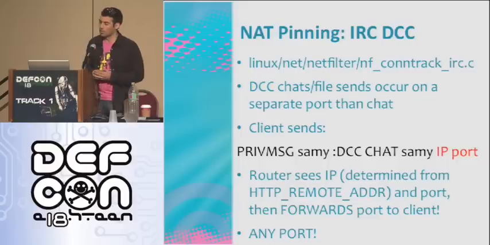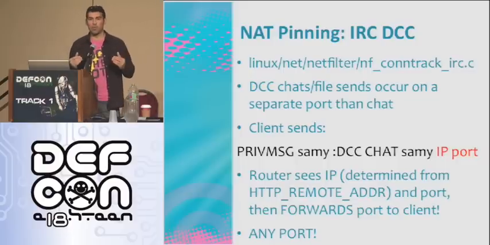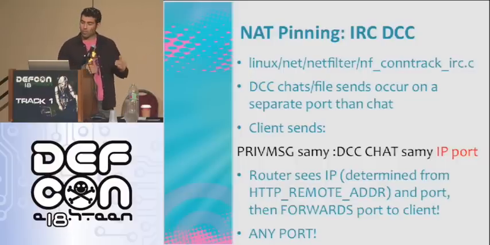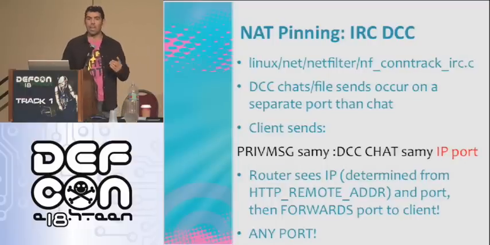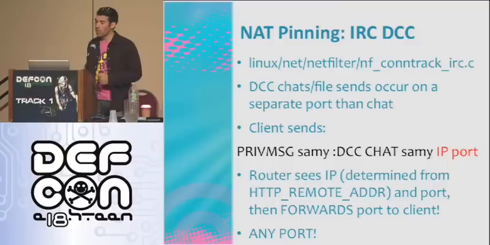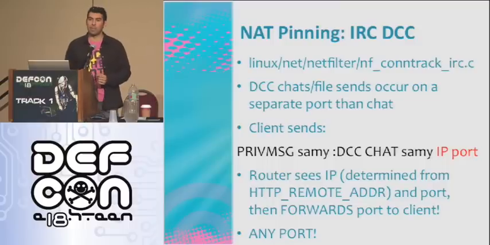So routers got smart. They started developing software that would actually watch the traffic, look for messages like this, the private message, "Samy, DCC chat me." And if they saw that message, then they would say, oh, a client on my network is trying to get a file sent, so I'll port forward that port back to them. Well, if you recall, they're assuming that you're a valid client that said, I actually want this person to connect back to me. But you visited my malicious website, and your browser sent this data.